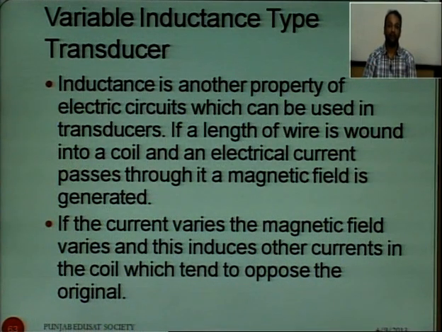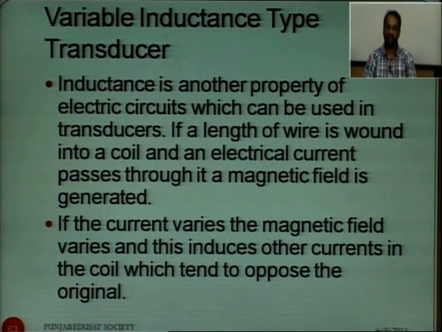The third type of transducers are variable inductive type of transducers. Inductance is another property of electric circuits which can be used in transducers. If a length of wire is wound into a coil and an electric current is passed through it, a magnetic field is generated, that is electromagnetic induction. And if the applied current varies, the magnetic field also varies, and this induces other currents in the coils.